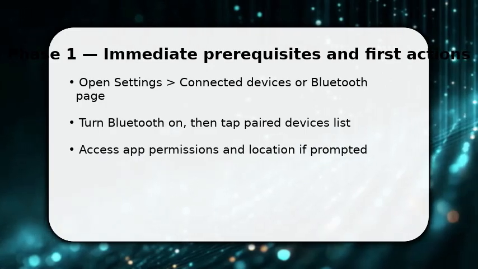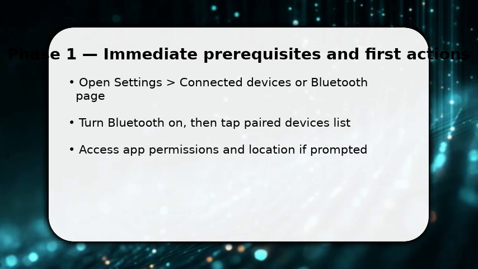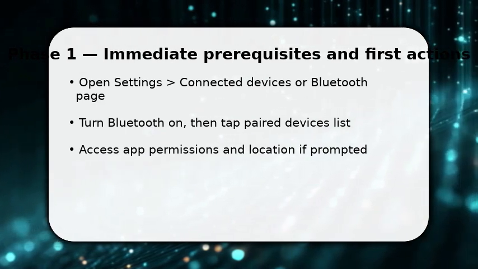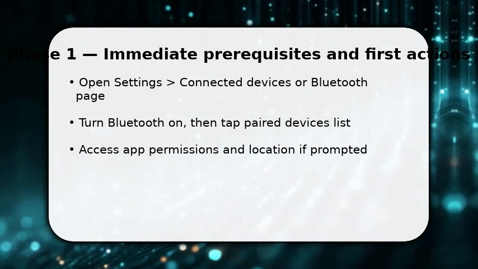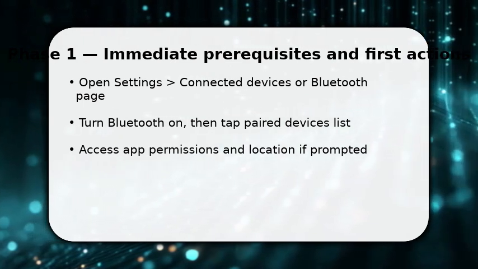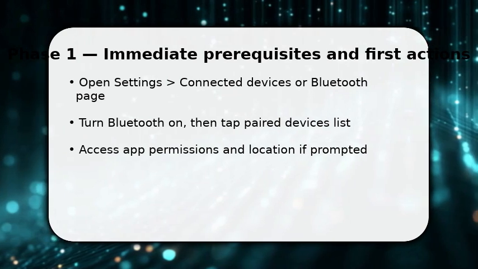You begin by opening Settings and going straight to Connected Devices or Bluetooth. This gets you to the pairing controls. Tap Bluetooth to ensure it's on, then open the Paired Devices list so you can manage connections.